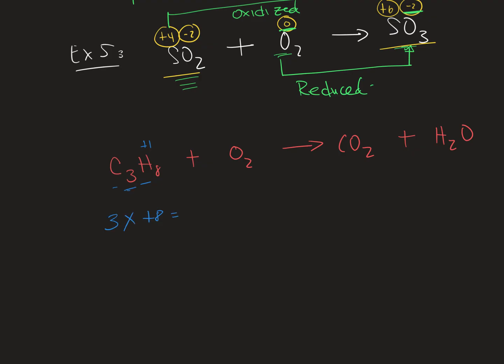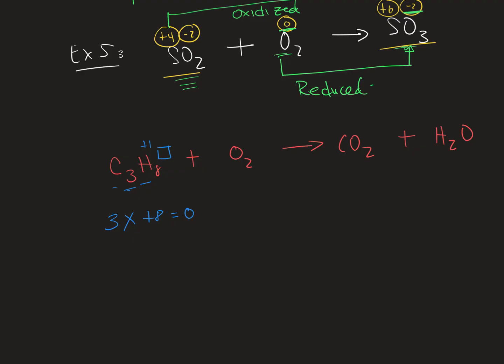And what's the total charge of this compound? 8. What's the total charge of this compound, C3H8? How do you know? You look right there. What number is that? Oh, there's not one. If there's no number, no sign, it's neutral. You with me? So the charge is 0.